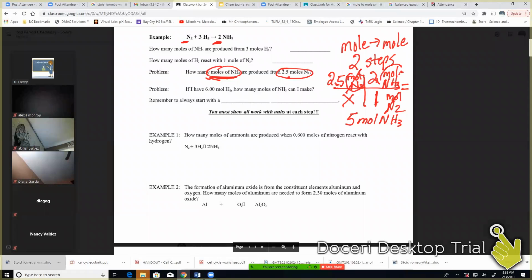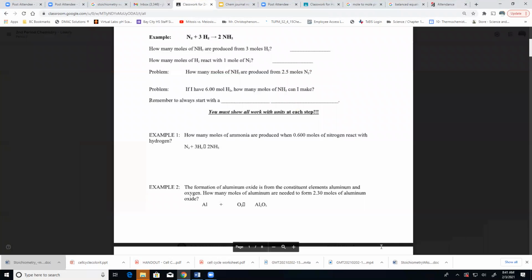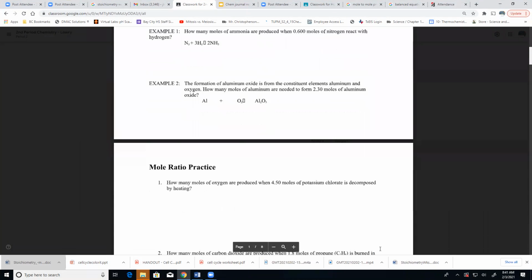Your units come from right there. So today your units for everything are going to be moles. Remember to always start with a balanced equation. All right. Let's move down here to some of these other examples where there's a little bit more room. We'll look at these and then we'll look at some of y'all's work today.